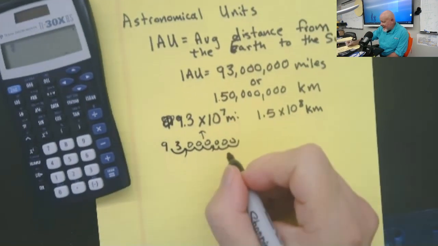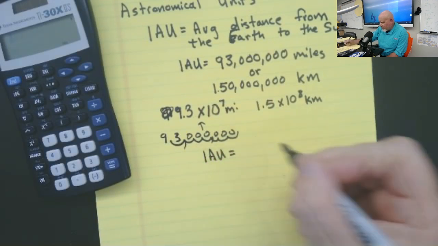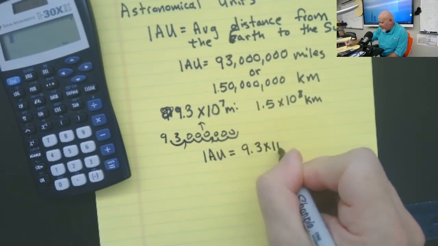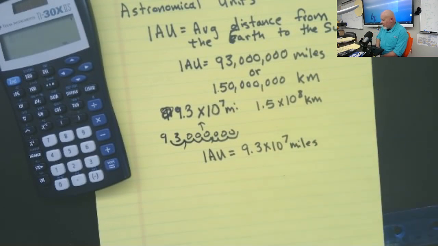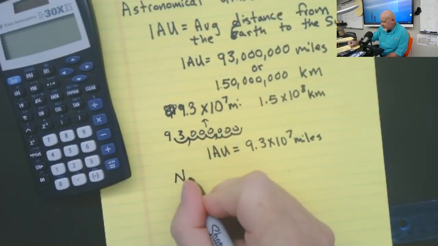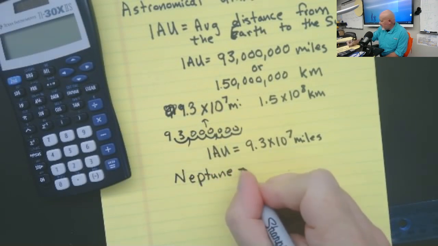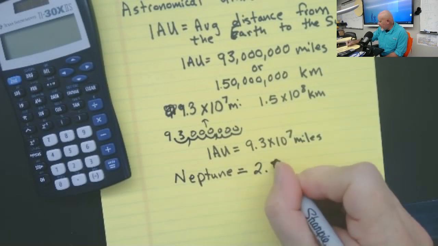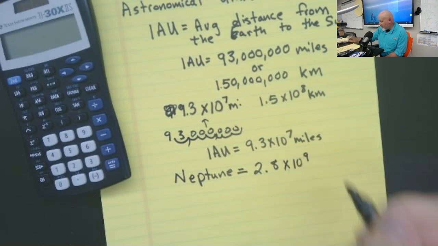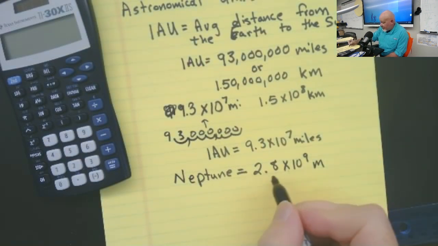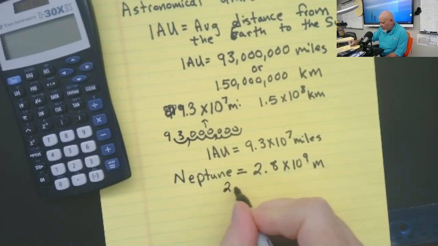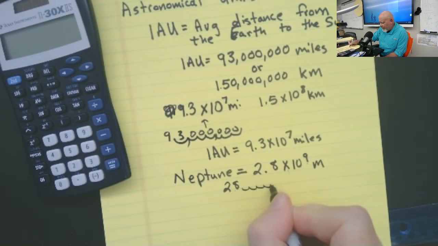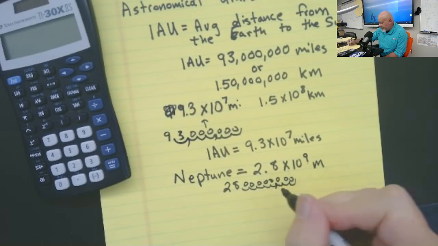All right? So basically what I'm saying here is that 1 AU equals 9.3 times 10 to the 7th power miles. Now, if we look at a planet like Neptune, Neptune is equal to 2.8 times 10 to the 9th power miles. Wow, that's a big number. If you look at 2.8 and 9.3 and you think 9.3 is larger, you need to look at this number over here. That 10 to the 9th means it's 2.8, and we move that decimal point over 1, 2, 3, 4, 5, 6, 7, 8, 9. That's a whole bunch of zeros. This is a much larger number than 10 to the 7th.